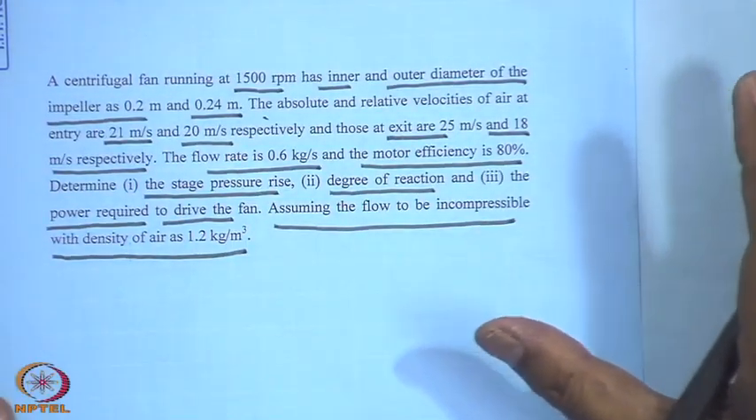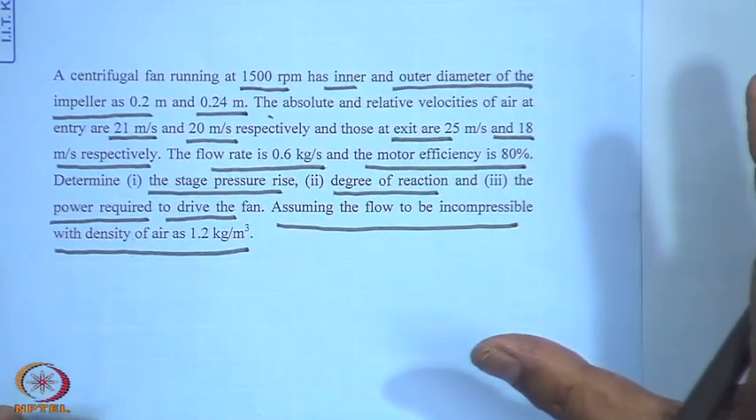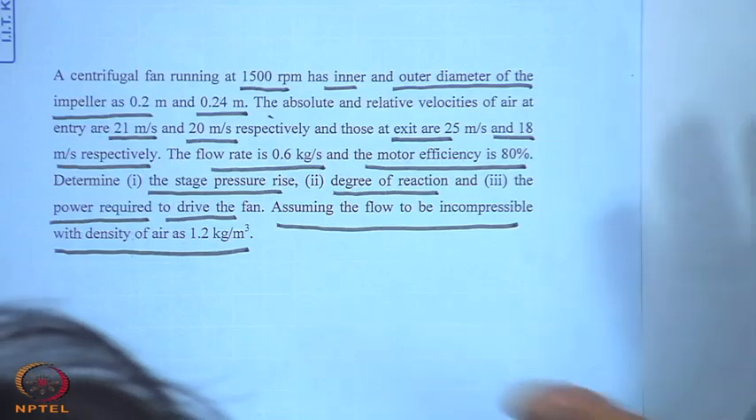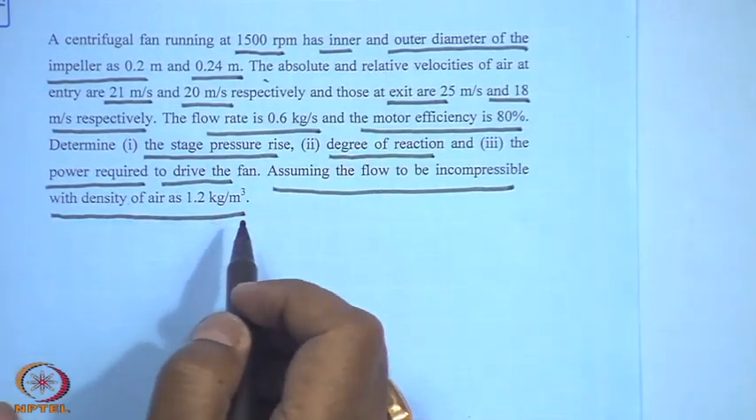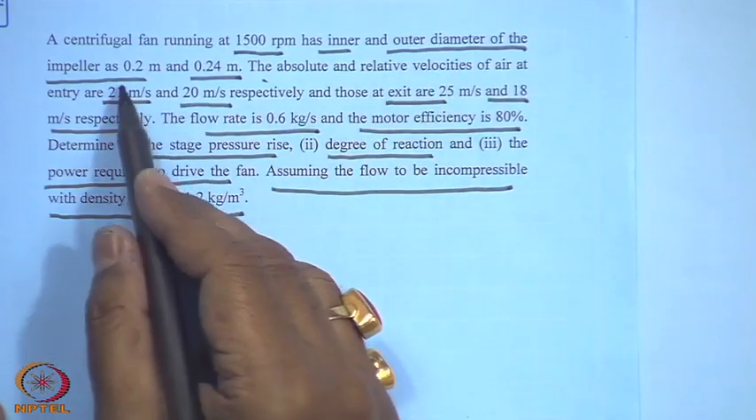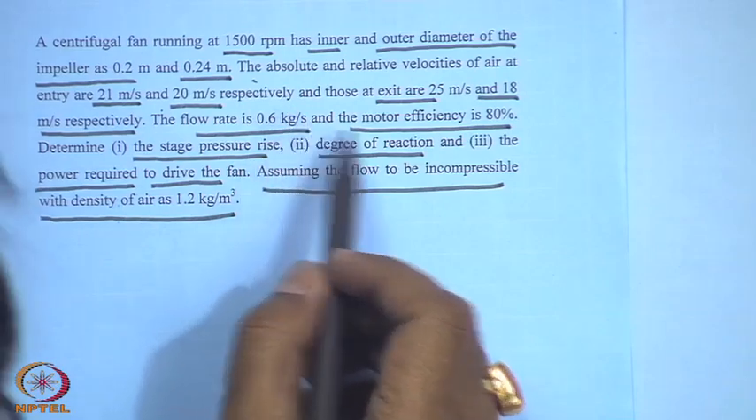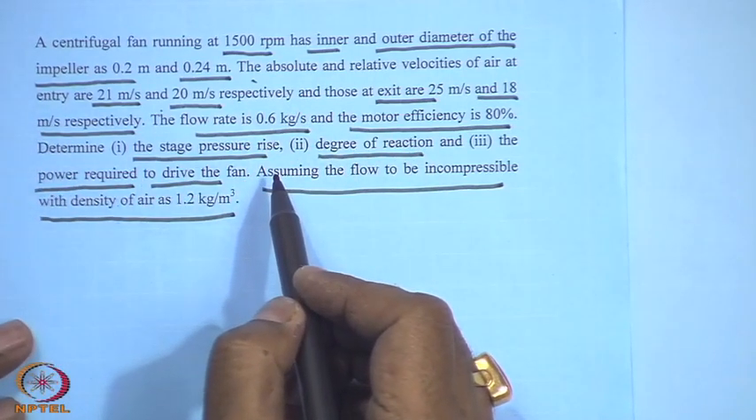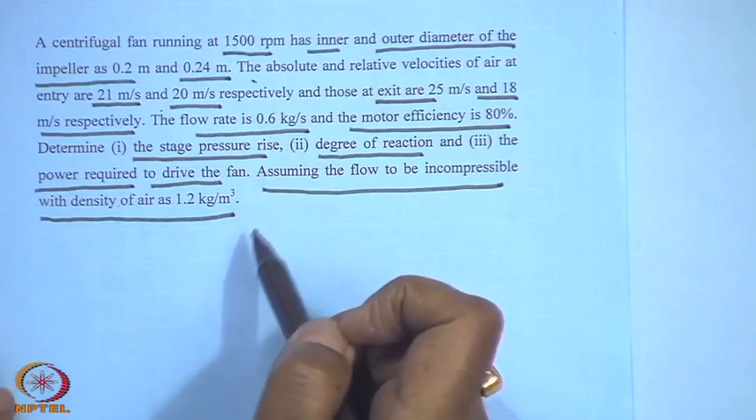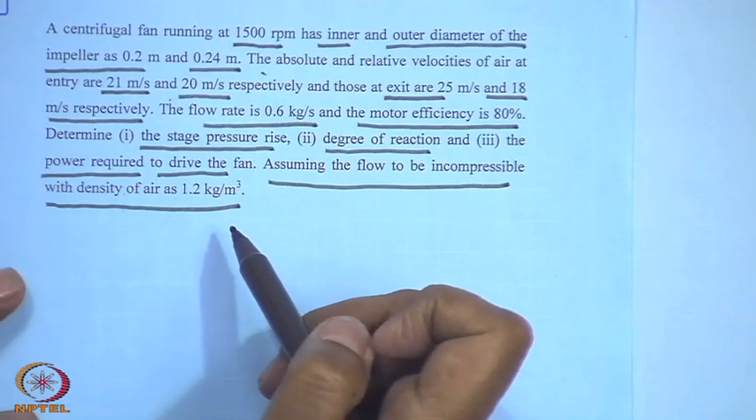Now, this particular problem, I tell you, will make your total understanding of the fan or blower clear. So, let us first see what this problem tells. This problem tells that velocity, absolute and relative, is given. If you recall this type of problem, what will you do? First you have to find out the stage pressure rise. So, by which expression do you find it?